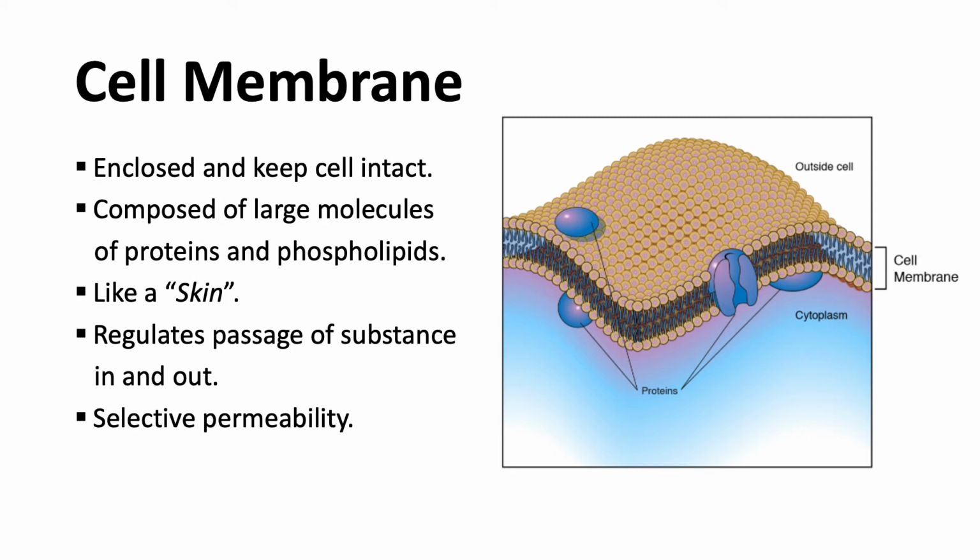The cell is enclosed and held intact by the cell membrane, which is also known as the plasma membrane or the cytoplasmic membrane. Structurally, it is a mosaic composed of large molecules of proteins and phospholipids. The cell membrane is like a skin around the cell, so it separates the contents of the cell from the outside world. Cell membranes have selective permeability, meaning that they allow only certain substances to pass through them.